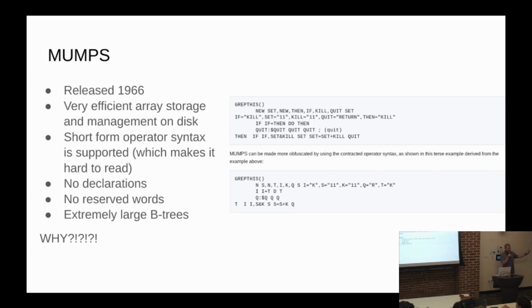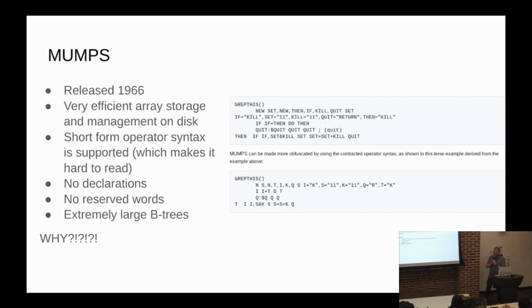I'm showing you code up here. These 2 blocks of code do the same thing. It's awful to read. It is awful to troubleshoot. But it is extremely efficient. It is great on disk I/O. There's no declarations, also hard to read, hard to troubleshoot. There are no reserved words. You can use some of the system words without restriction. That causes problems.